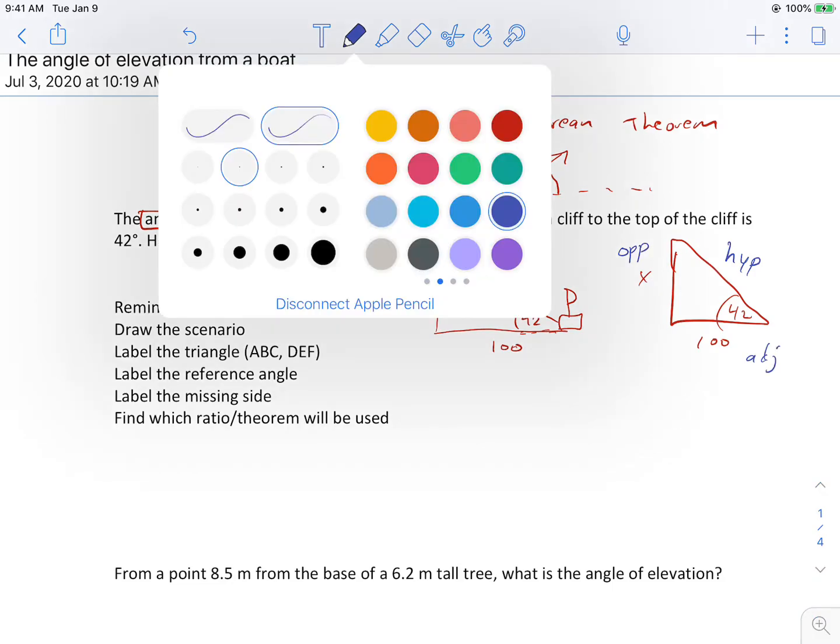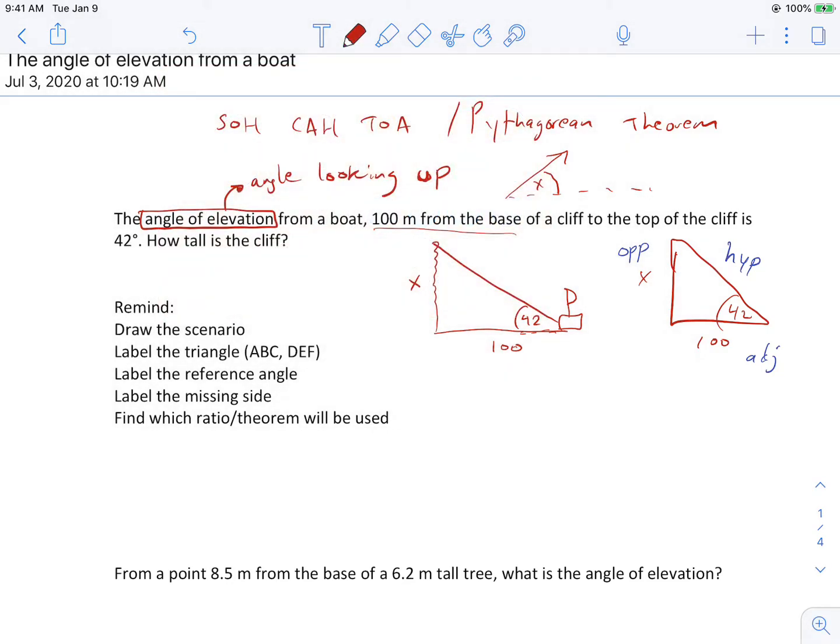So which ratio am I going to be using? Well, I need something that has opposite in it, and I need something that has adjacent in it, because those are the two things I'm interested in. I need to know my opposite, and I already have my adjacent. So if I look up here at SOHCAHTOA, which has opposite and adjacent? Well, it's the TOA, tan. So we're going to use tan of the angle equals opposite over adjacent. Tan of my angle, and my angle is 42, equals opposite, which is x, over my adjacent, which is 100.